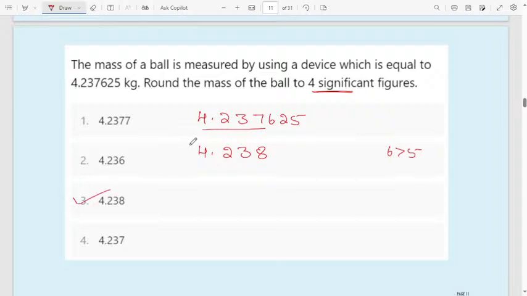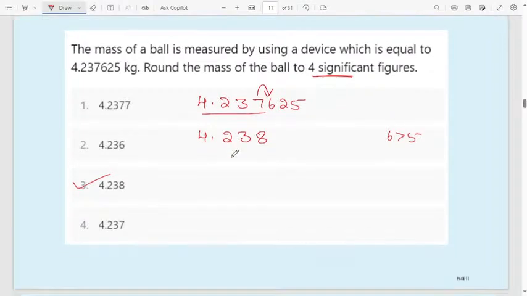Very easy question. Here they have given the number, and you have to round off the mass of the ball to 4 significant figures. After 7, the next number is 6. 6 is greater than 5, then you can move to the next number: 4.238.